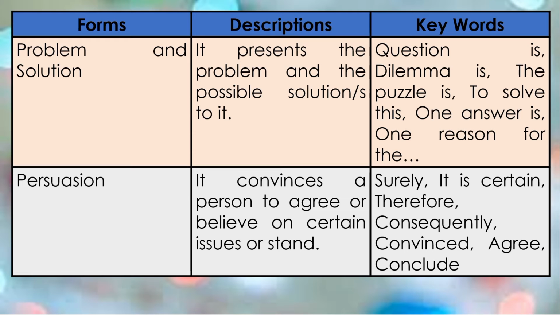And the last form of an informational text is what we call the persuasion. A persuasion informational text convinces a person to agree or believe on certain issues or stand. Some of its keywords are surely, it is certain, therefore, consequently, convinced, agree, and conclude.